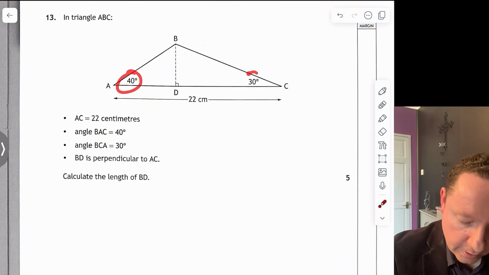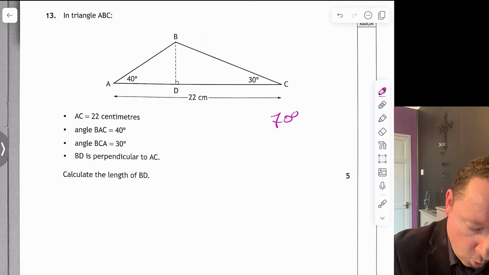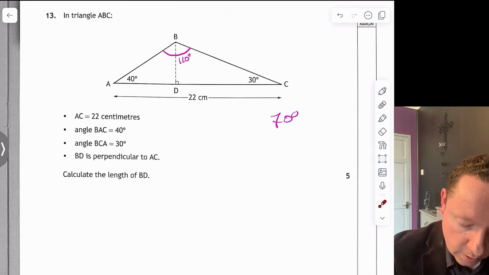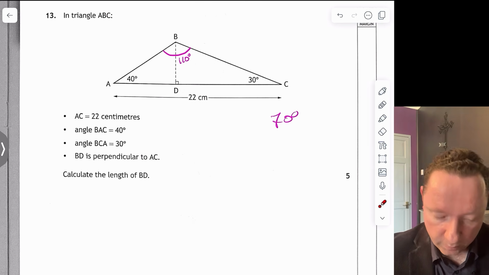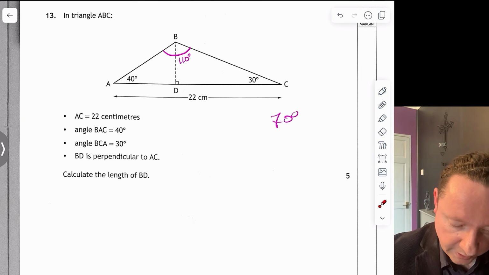40 and 30 is 70. 180 minus 70 is 110. So that whole angle in here is 110. And now I've got opposites. So I can do that and that go together, and then any angle I want, either this one or this one, and the opposite side. And then I'll have a side, and once I've got that, I can just use SOHCAHTOA, or the sine rule again, double sine rule a lot of people use. I'll probably use SOHCAHTOA for speed.